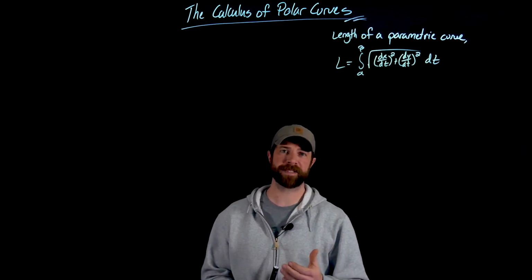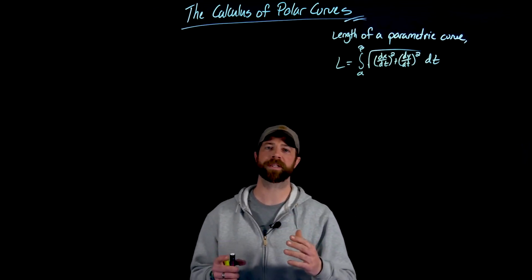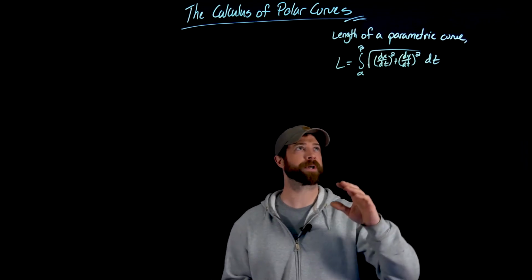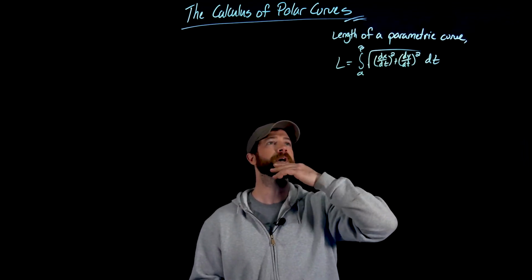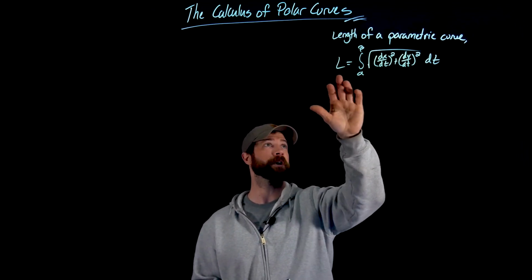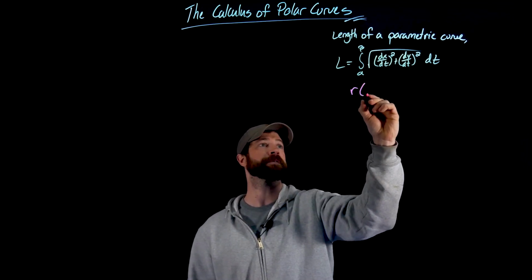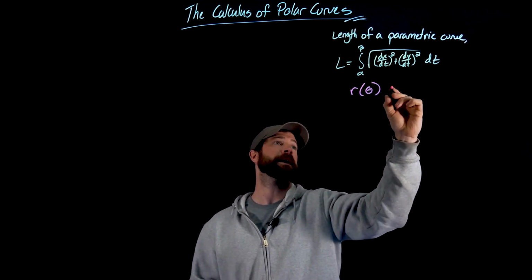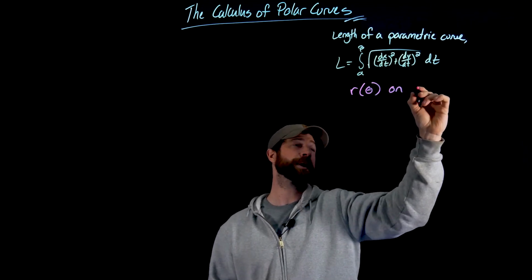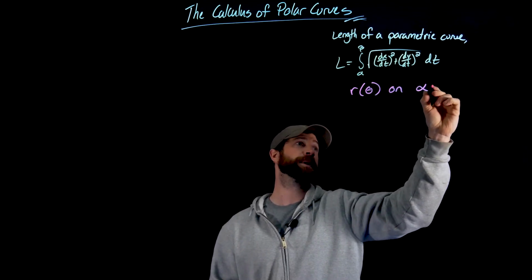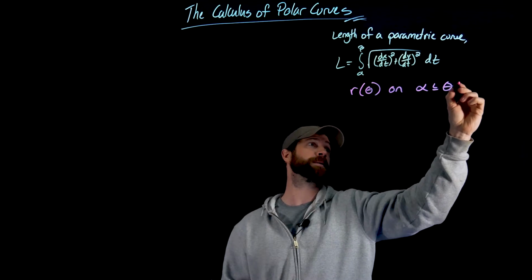Hey, welcome back. In this video, we're going to tackle how to find the arc length of polar curves. To do this, we're first going to use the proven formula for finding the arc length of parametric curves. And we're going to consider a polar curve defined by r = f of theta, where theta goes from alpha to beta, so we'll just write it like this.